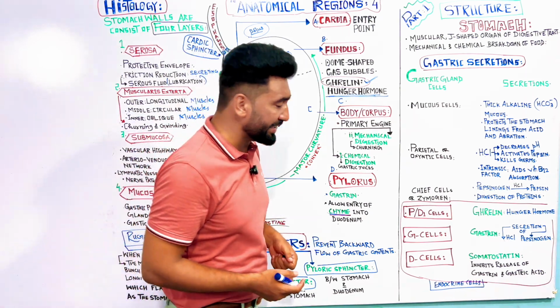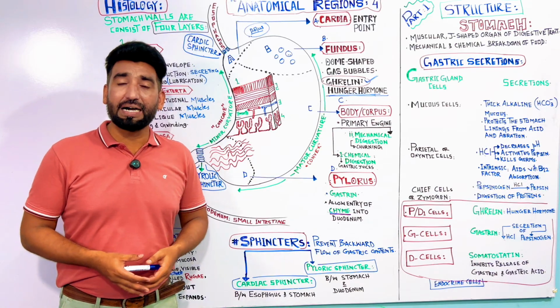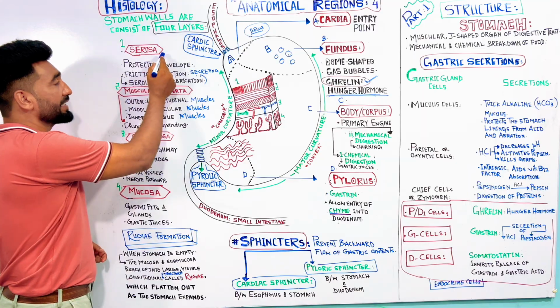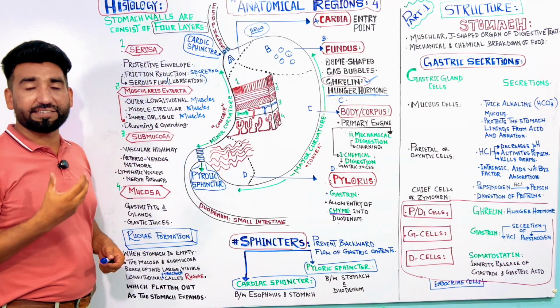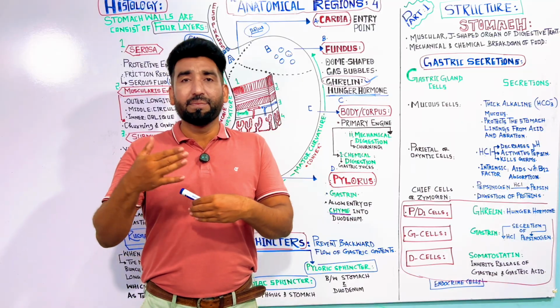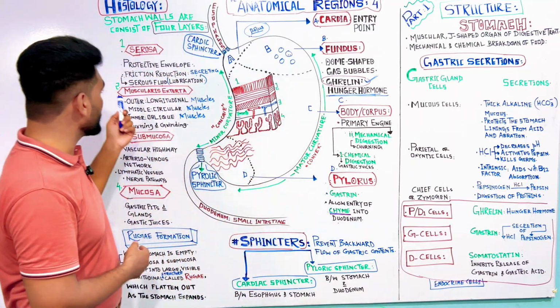Now we are going to study the histology of the stomach. The walls of the stomach consist of four layers. The outermost layer is known as serosa. Serosa is a protective envelope that protects the outer linings of the stomach by secreting a lubricating fluid known as serous fluid.